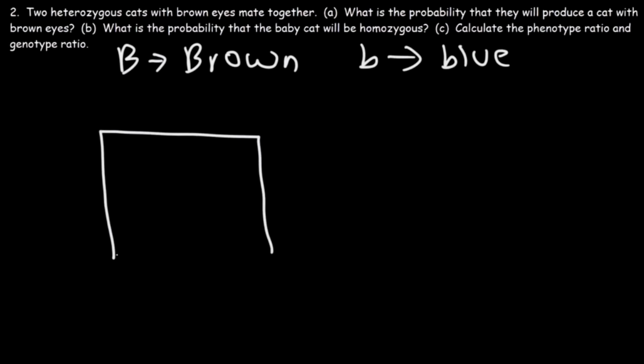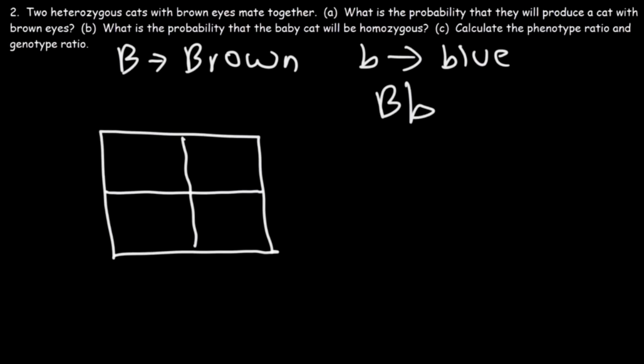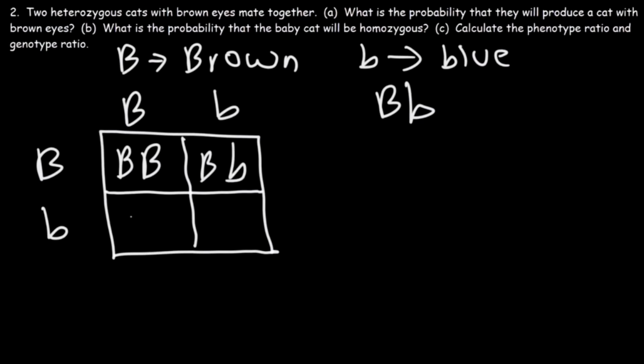So let's begin by drawing a Punnett square. The fact that both parents are heterozygous means that their genotype is big B, little b. So we can write that here. In this spot, that's going to be the intersection of big B and big B. Here we're going to have big B, little b, same over here. And for the last one, that's going to be the intersection of 2 lowercase b's. So now we can focus on answering the question.